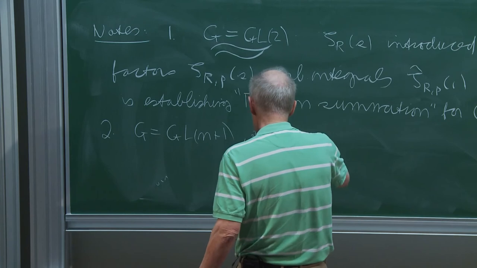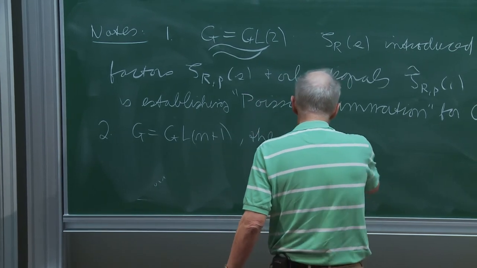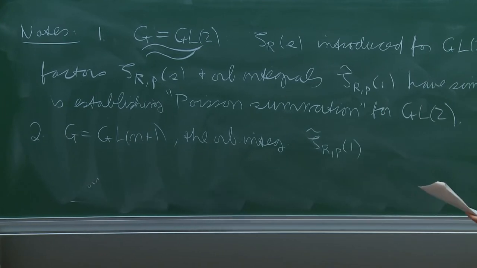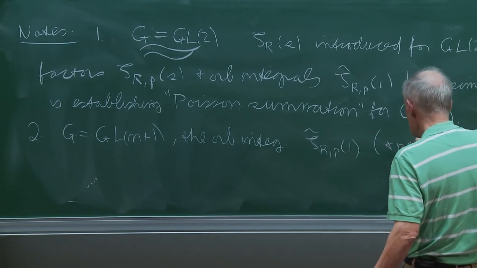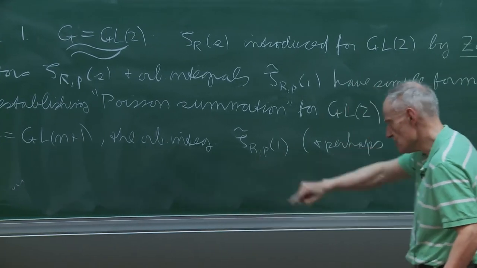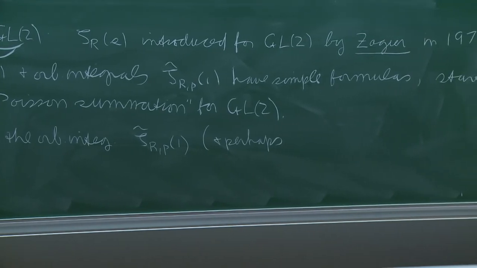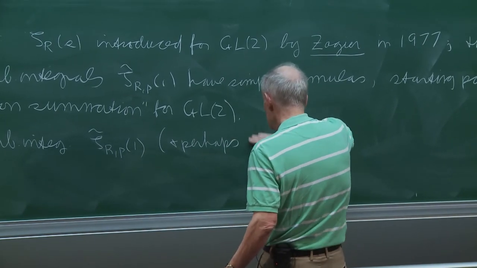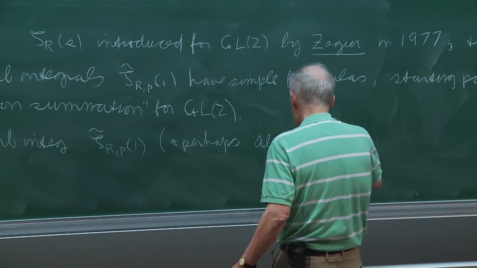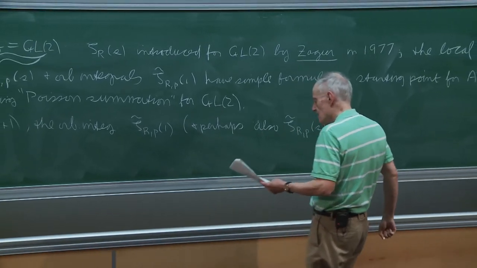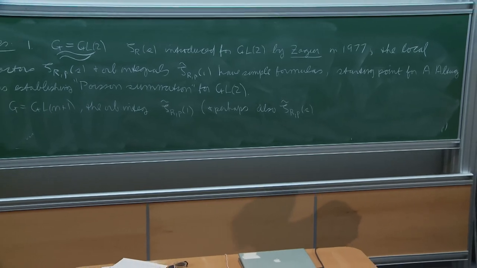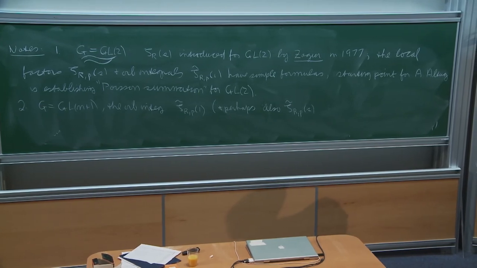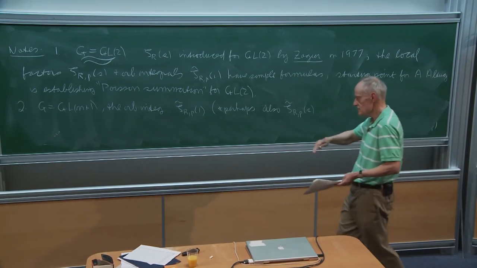the orbital integrals, so this would be zeta tilde of R,p of 1, perhaps also the local factors. The orbital integrals have less information than the local factors, because this would essentially be the local factors at s equals 1. But the local factors, zeta tilde of R,p of s, we're talking now about a local order, so we can ask whether it is elliptic or hyperbolic.